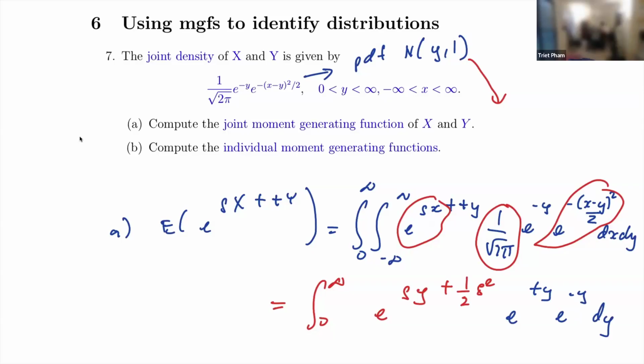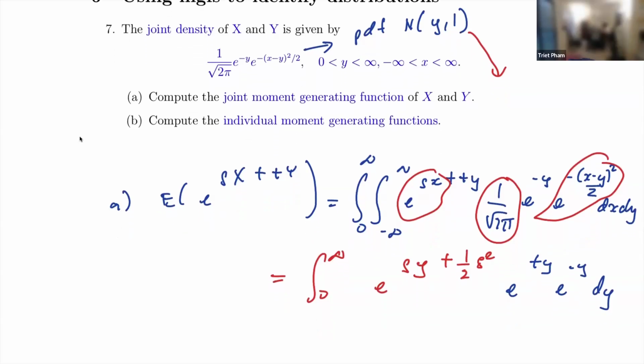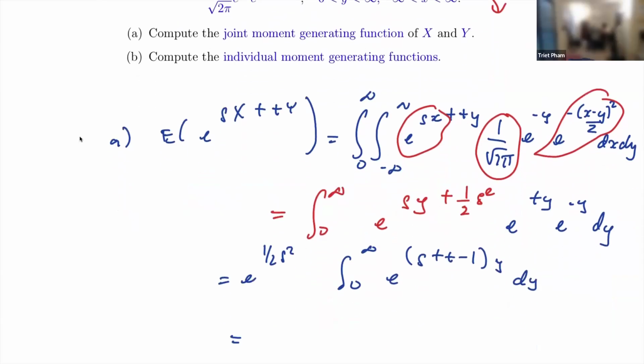Do we understand? But then the last part is pretty easy because this 1/2 s squared is a constant, so it comes out. The rest is just the integral of e to the s plus t minus 1 times y, which of course is like that. Any question?